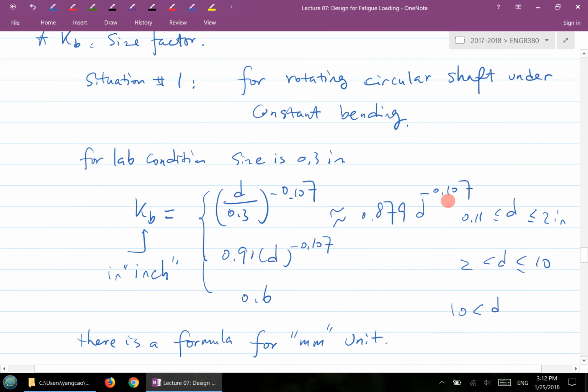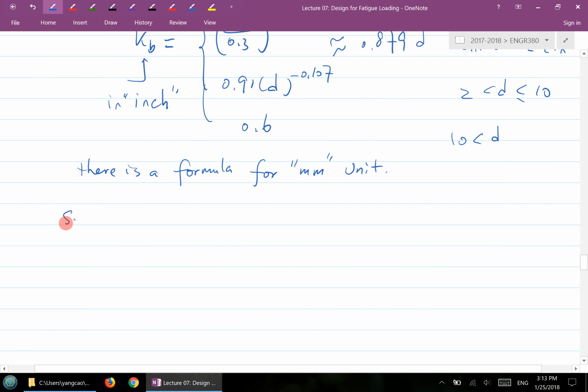Second question. If D is greater than 0.3, what do you think the Kb value is? Do you think it's going to be greater than 1 or less than 1? Less, right? So the first range here does include some values actually a little bit lower than 0.3, so you should expect what the Kb is. Okay, that's situation number 1.